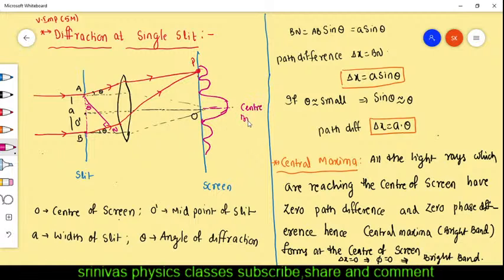Center bright band, the bright intensity is maximum. This is the first bright band, and this is the second bright. Like this, here also the first bright will be there, and this is the second bright.